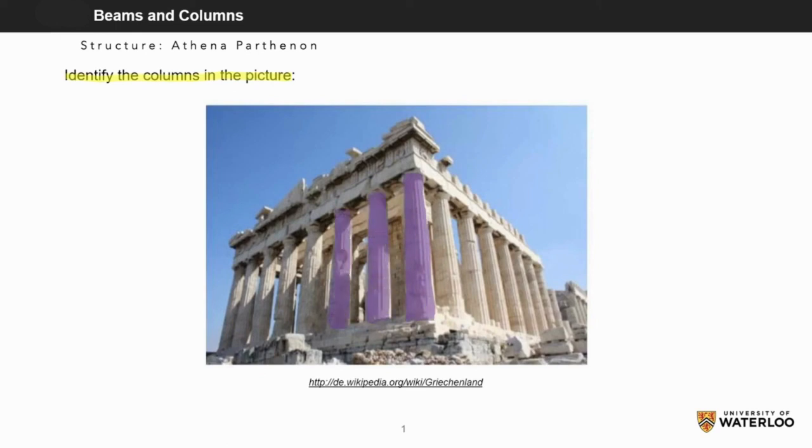Now, to get an idea of how these columns would support a load, consider the roof structure on top of the columns colored in green. The load of the roof applies a downwards force onto the columns, which then distributes the forces downwards into the ground. The columns carry these forces through compression, as we have just learned.